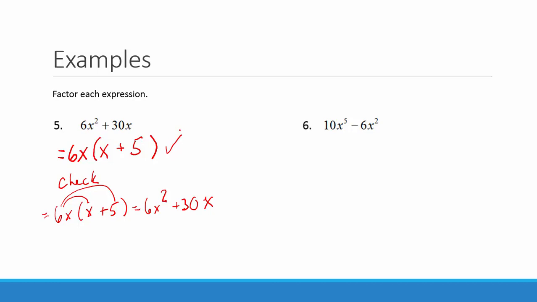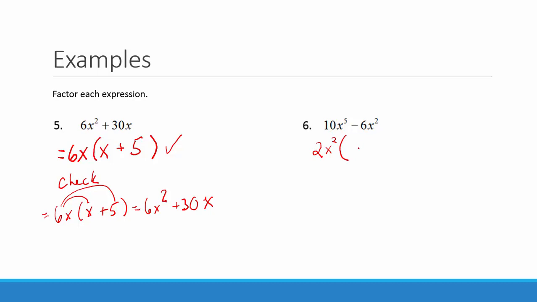Example 6. Let's first look at our coefficients. What is the greatest common factor of 10 and 6? Greatest number that divides both 10 and 6 is the number 2. So let's put that outside the parentheses. Now let's look at our variables. In our first term we have x to the fifth. In our second term we have x squared. When we're talking about the greatest common factor, the power that is the least will be our greatest common factor. So we can take out an x squared in both of these terms.